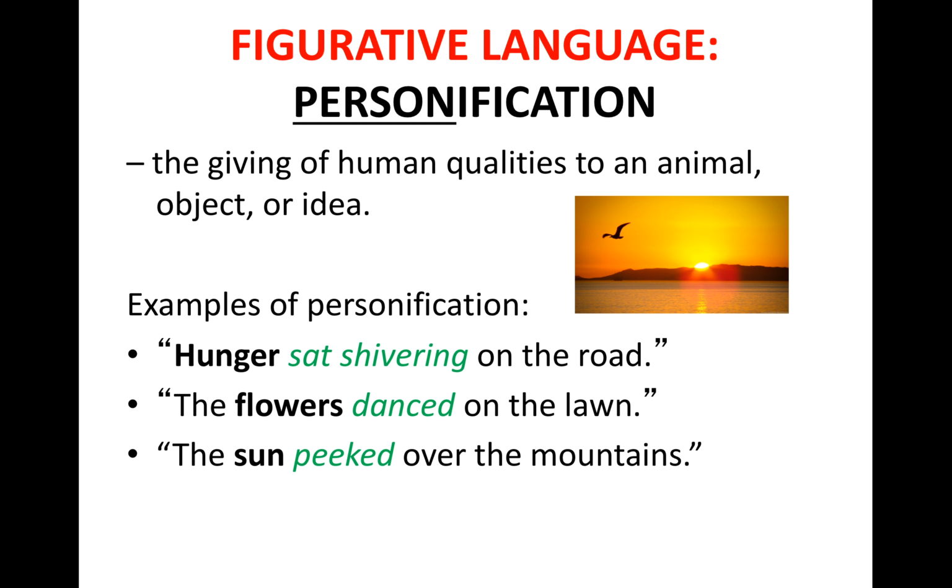But hunger, flowers, and sun are not human. They are ideas, or they are non-living objects, or they're living objects that aren't human. So if you give a human quality to a non-living or non-human thing, then you're utilizing personification, which is a form of figurative language.